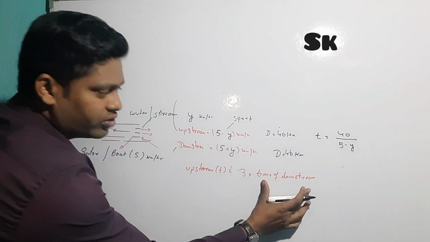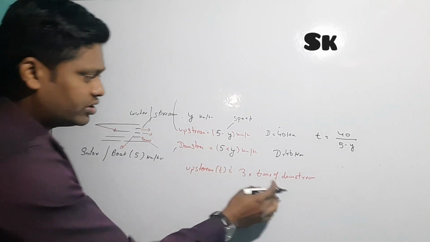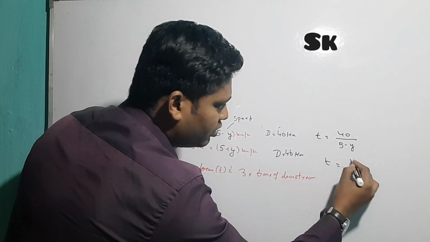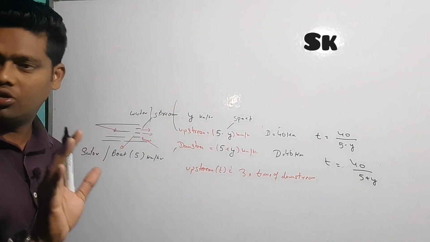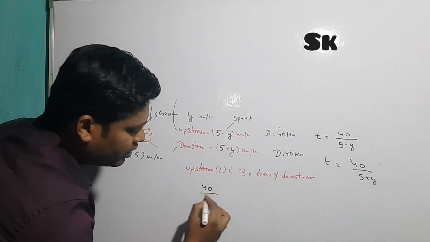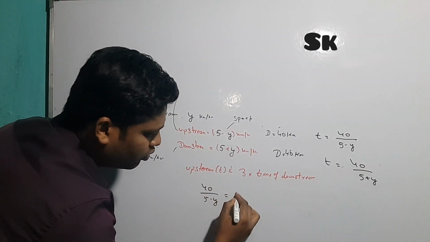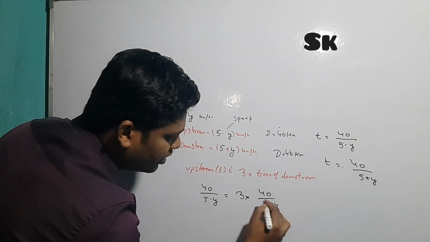Clear? And downstream time also I need. This is a number, there is no need to do anything, 3 as it is. Downstream time is equal to 40 by 5 plus y. Clear? Now keep this one here: 40 by 5 minus y equals 3 into 40 by 5 plus y. Any confusion?